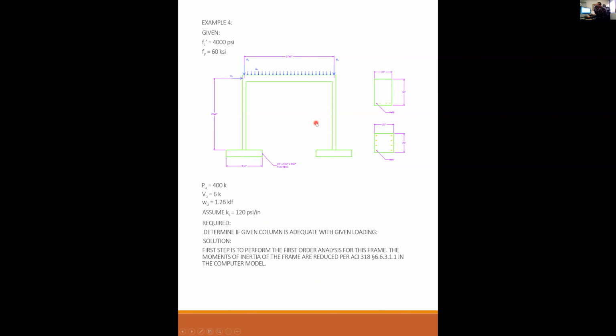So in other words, when I built this frame into the computer, I used 70% of the column stiffness and I used 35% of the beam stiffness. And then I put it in the model. First, I did a first order analysis. First order analysis just means that there's no iteration. It just takes the loads you give it, runs it through the matrix stiffness method, and pumps out the resultant loading.